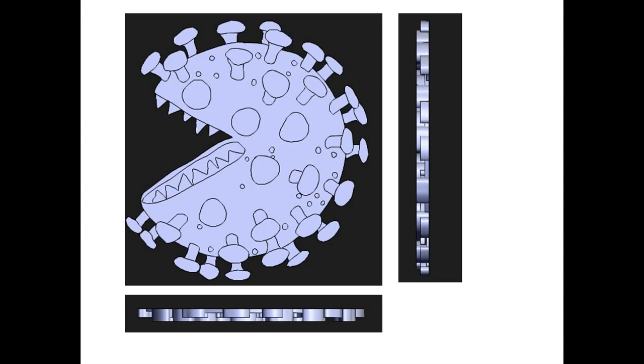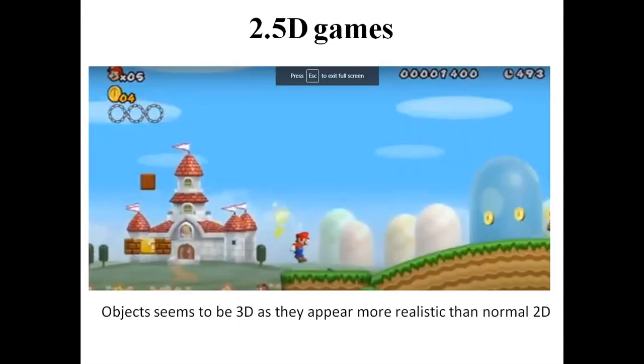I will show you another example. All of you might have played the game Super Mario. This game is the best example of 2.5D. Definitely this game looks like 3D, but it is 2D. One sentence is written here, you can read it: objects seem to be 3D as they appear more realistic than normal 2D. They are more realistic than 2D, but actually they are 2D. So all such applications between 2D and 3D are considered 2.5D.